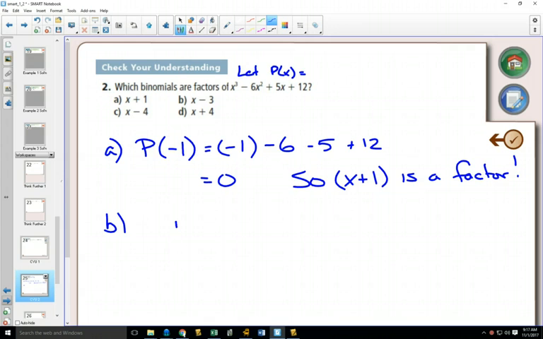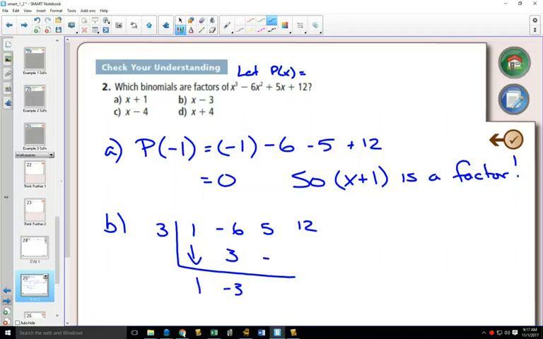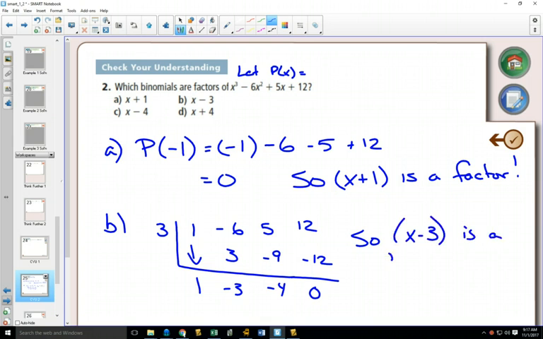For B, I'm going to use synthetic division. In synthetic division here, if I'm dividing by x minus 3, I'd put a positive 3 outside. Everything's in order. Do I have to put a 0 in anything? Nope, we've got something. So I have 1, negative 6, 5, 12. Bring down the 1, multiply, add, multiply, add, multiply, add. We get a remainder of 0 again. So we now know that x minus 3 is also a factor.